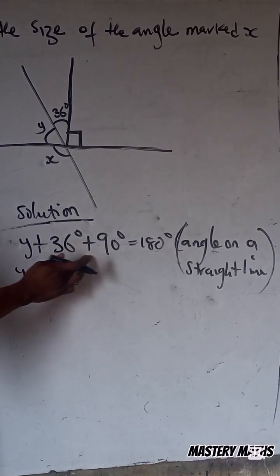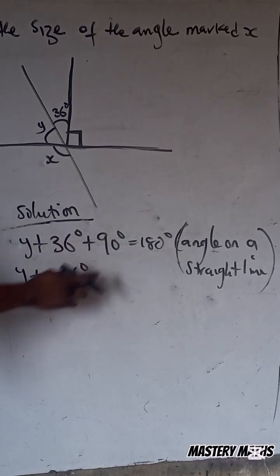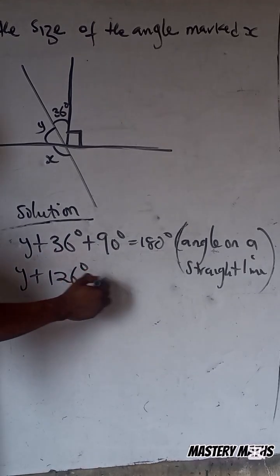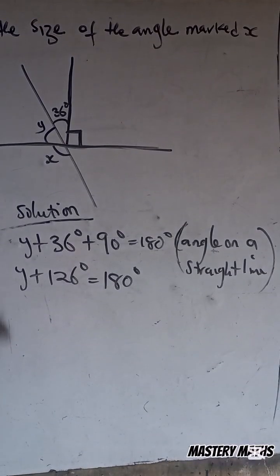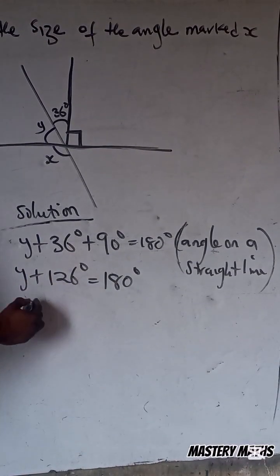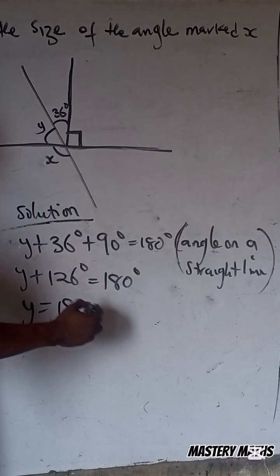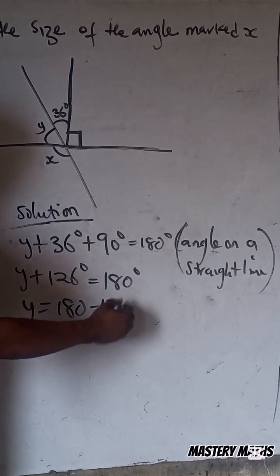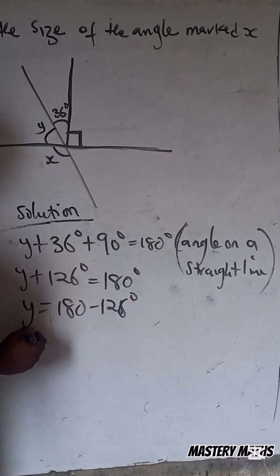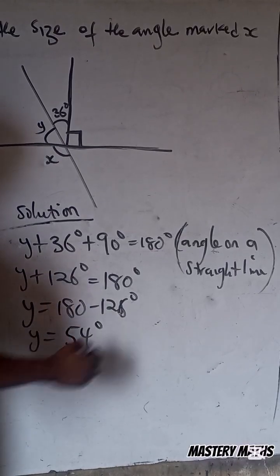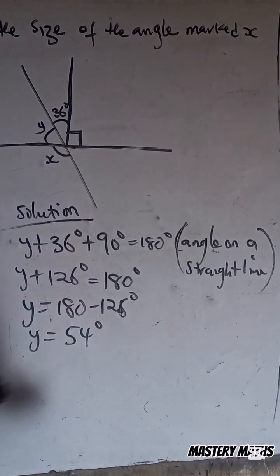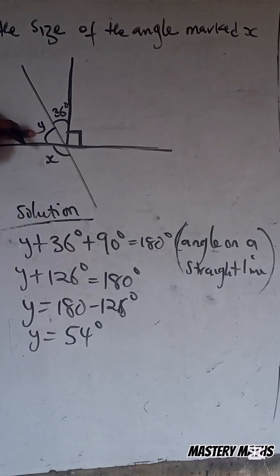Look at it. When you take Y and put it with 126 degrees, it equals 180 degrees. So what should I do now? You collect your items: Y equals 180 minus 126. Y is equal to 54 degrees. Now we've gotten our Y, this is our Y.